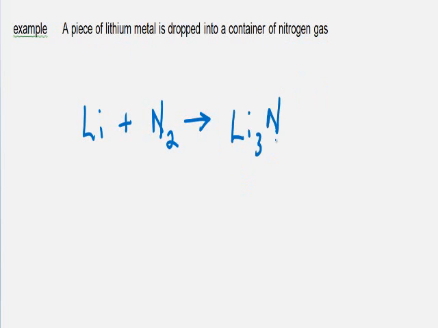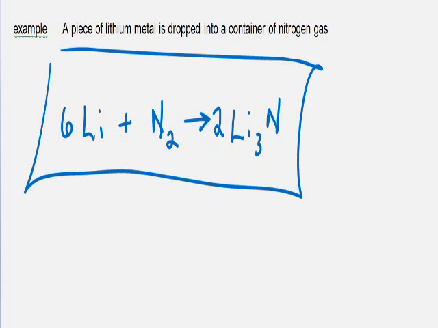We now balance the equation by placing a 2 in front of the lithium nitride. That balances, we have two nitrogen atoms on both sides. And now we have 6 lithium, so we put a 6 over here by the lithium, and our equation is now balanced. This would be another example of a combination reaction.